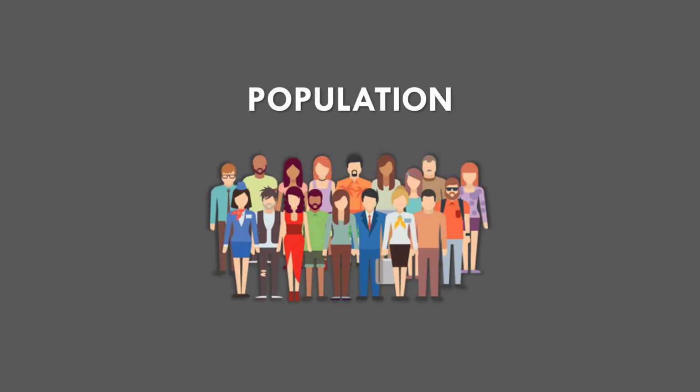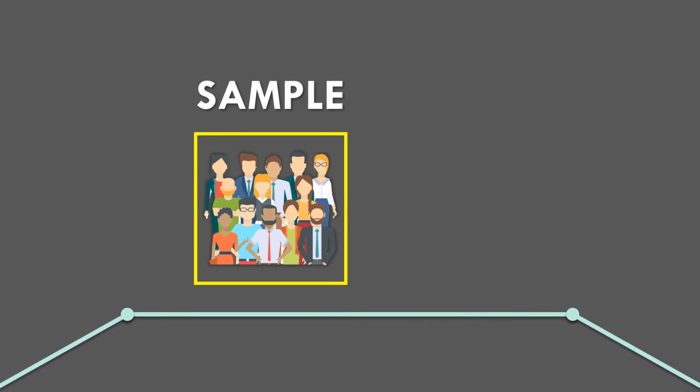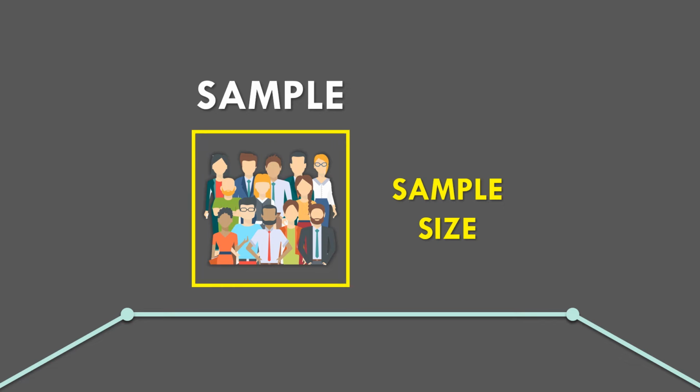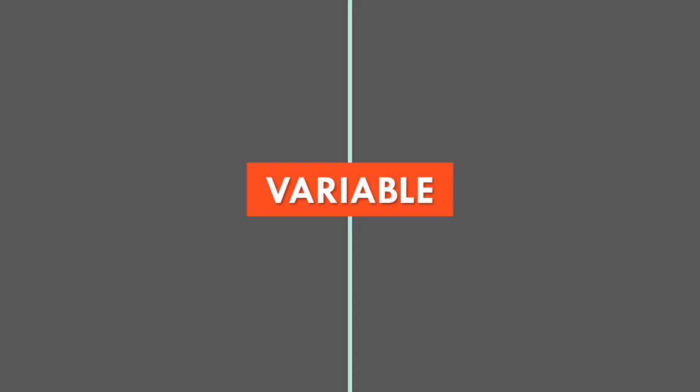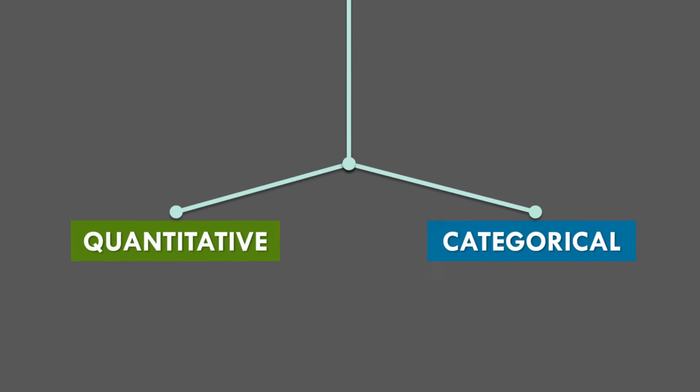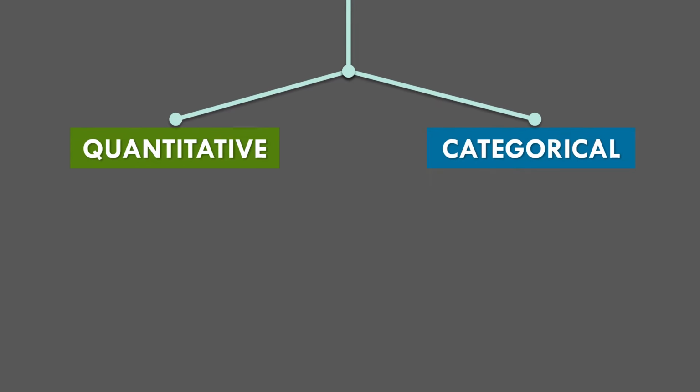So let us recap what you have learned about the introduction to statistics. Population refers to the total number of things. Sample is a small part of the population. The sample size, that is the total amount of things in a sample. What we measure in each individual is a variable. There are two types of variable, that is quantitative variable and categorical variable.